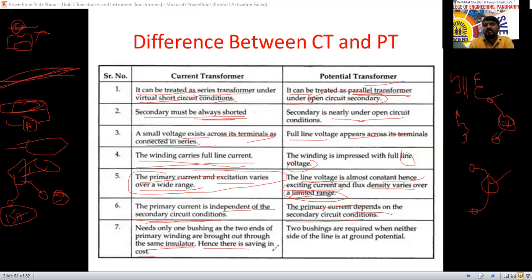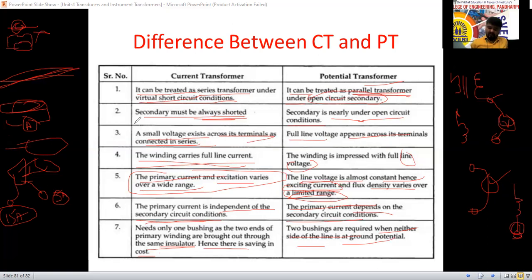But for the potential transformer, two bushings are required when neither side of the line is at ground potential. Both sides are connected to the line, which is like a supply voltage, so on this side also we have to use a bushing. These are the simple differences between the line current transformer and the potential transformer.